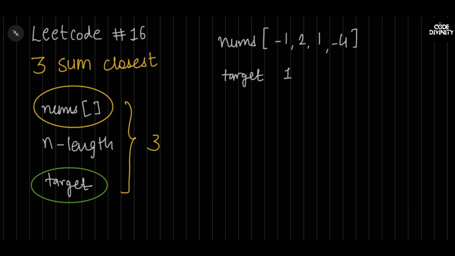So within this nums array, the integers -1, 2 and 1. -1 plus 2 plus 1 will result in 2. Thus it is the only number which is closest to our target. So this becomes our answer. Let's take a look at the approach to solve this problem.